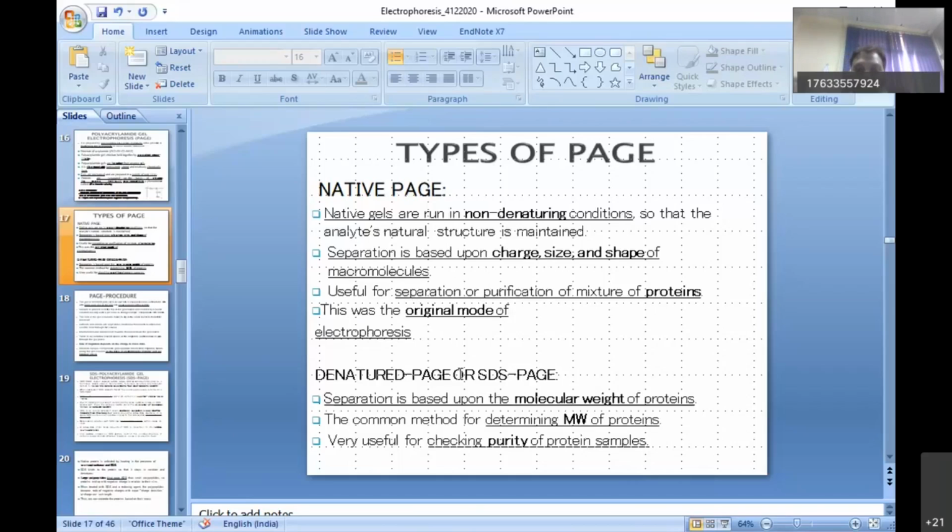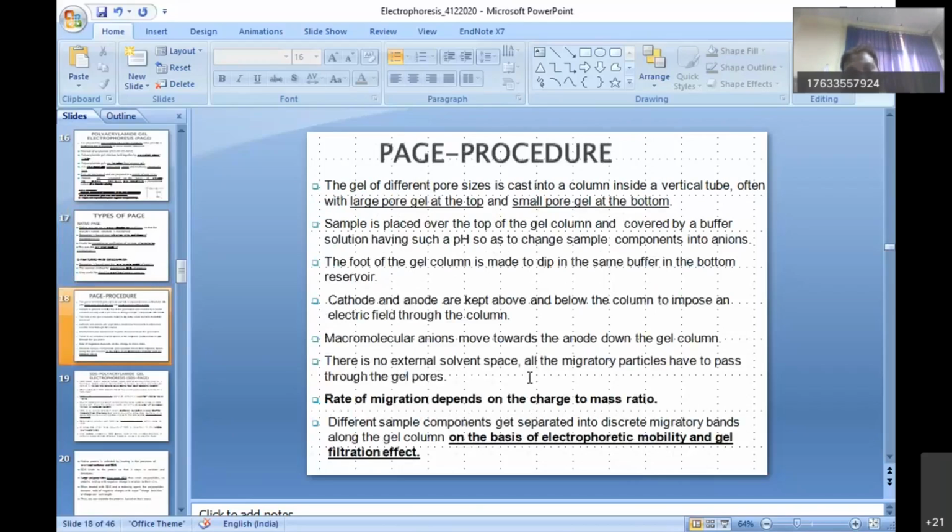While in the case of SDS-PAGE, also known as denatured PAGE, you will use SDS, which is basically a detergent. It breaks the disulfide bonds of the protein, and it also gives an anionic character to the protein molecule. When you load this denatured protein in a gel, it moves from the negative to the positive charge, and it will be resolved.